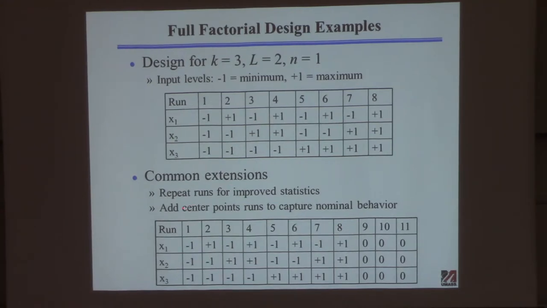The other thing people do a lot is add a center point. So in other words, do some experiments where everything is at its nominal value. Shouldn't say mean. Nominal value, normal value. Okay. So the notation here is minus 1 is the lowest value, plus 1 is the highest value, and 0 is usually the normal value you run at. Like if you normally run the temperature at 300, this might be 275, 300, 325, something like that.